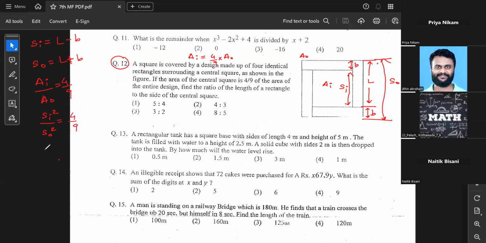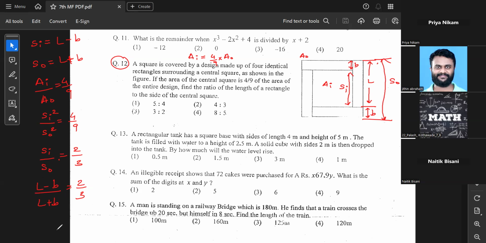Now I take square root on both sides. On the left side, I'll get side inner upon side outer is equal to 4 becomes 2 and 9 becomes 3. Now in place of side inner I'll put L minus B, upon, in place of side outer I'll put L plus B, is equal to 2 upon 3. This is the overall logic. Now, when you cross multiply with each other, you will basically get the answer for L upon B.